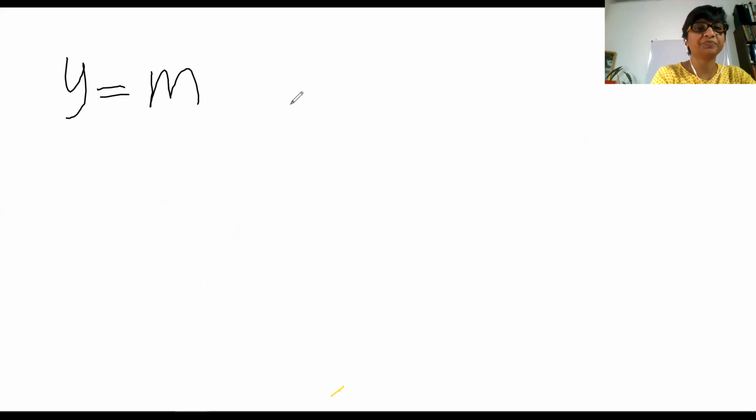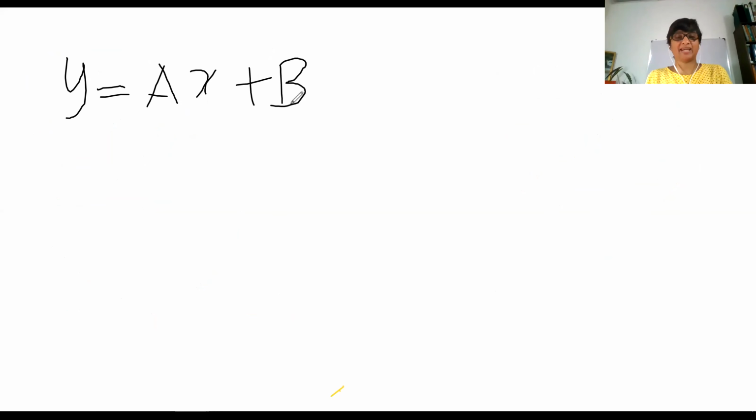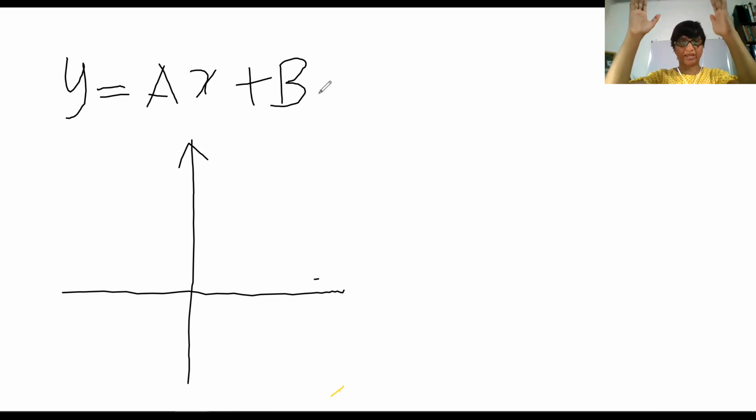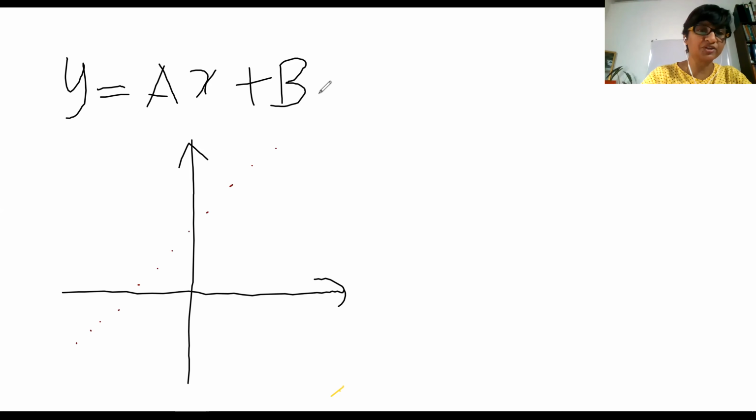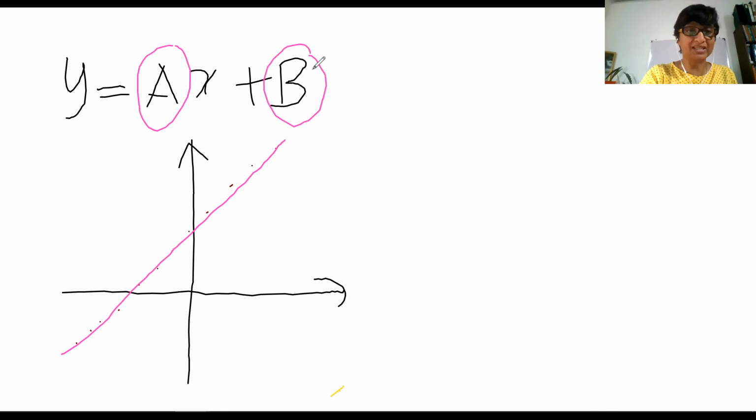If you have a linear relationship, y equals ax plus b, you know the graph of this is a straight line. You will take some readings of x and y, plot them, and you see it's a straight line. From this straight line, you can find both a and b. b is the number where the line cuts the y-axis. That's directly what b is. And the gradient of the line is what a is. So a straight line lets you calculate the numbers that are in the function equation.